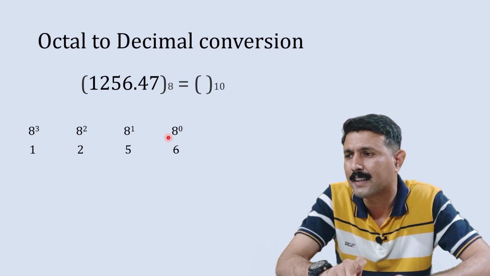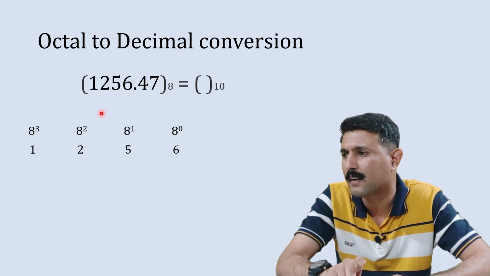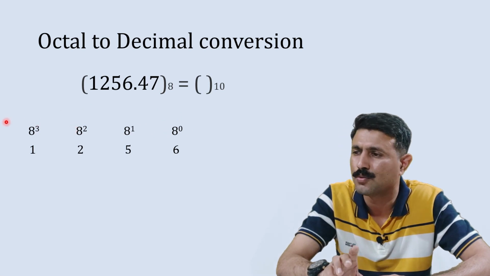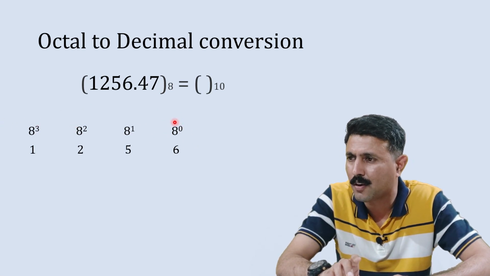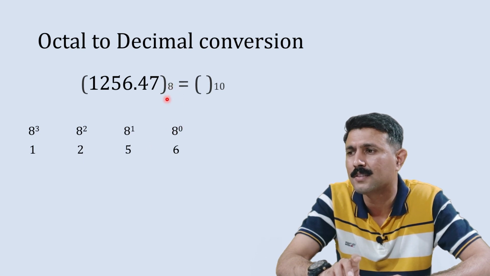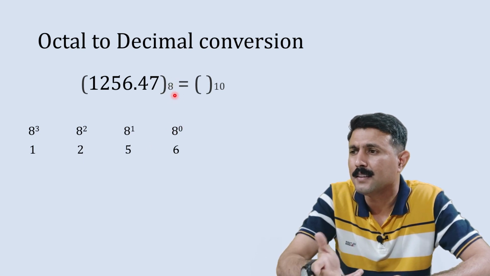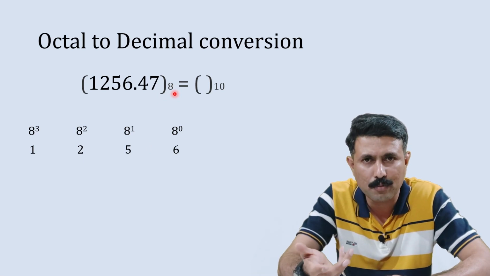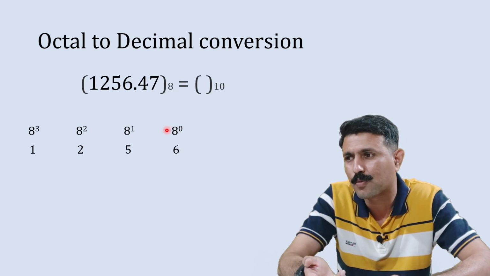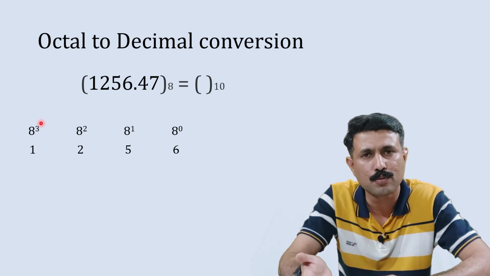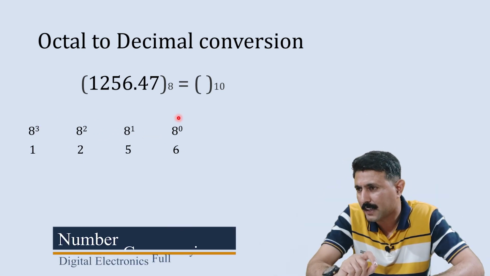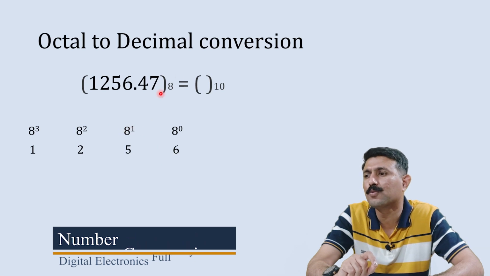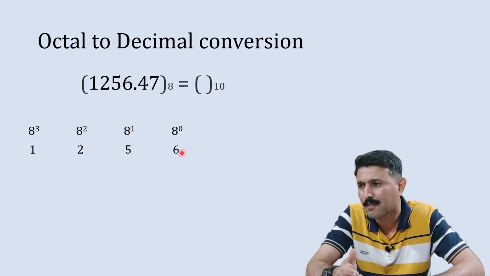So we will write 8 raised to 0, 8 raised to 1, 8 raised to 2, 8 raised to 3 and so on. So this is the weightage of this number with reference to this number system. Here, instead of this octal number system, for example, a new number system with the base of 22 is given to you, then you are supposed to write 22 raised to 0, 22 raised to 1, 22 raised to 2 and so on. So you're supposed to write the weightage of each digit with reference to that number system. And now you're supposed to multiply the weightage with this number.